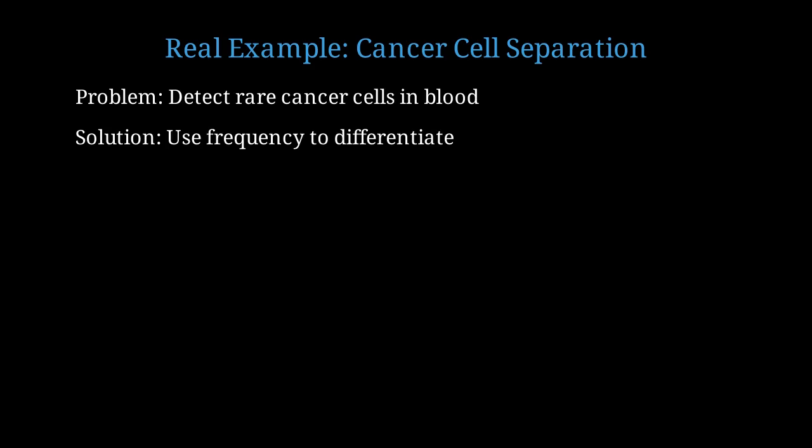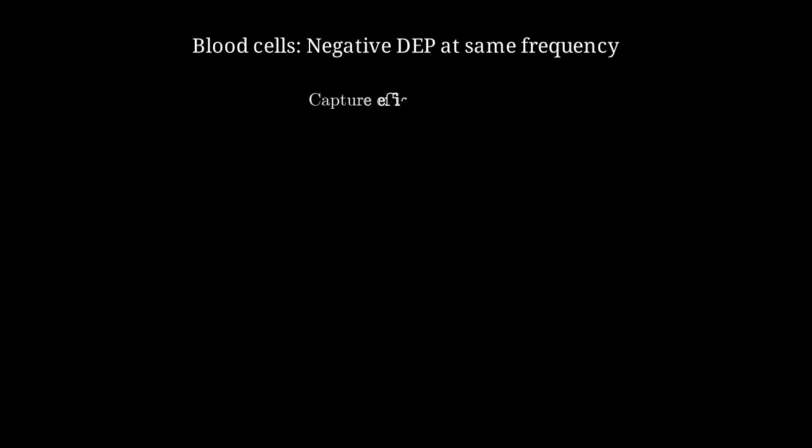Cancer cells typically have different membrane properties and higher cytoplasm conductivity than normal blood cells. At a frequency around 50 kHz, cancer cells experience positive DEP and are attracted to electrode edges. At the same frequency, normal blood cells experience negative DEP and are repelled. This allows spatial separation. Modern DEP devices can achieve capture efficiencies greater than 90% for rare cancer cells.